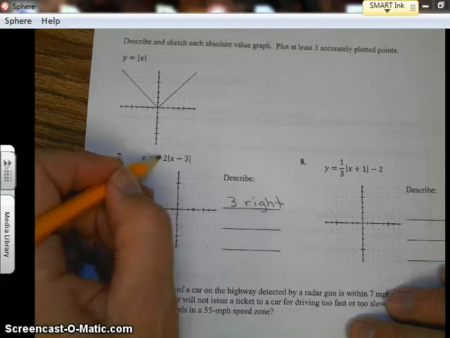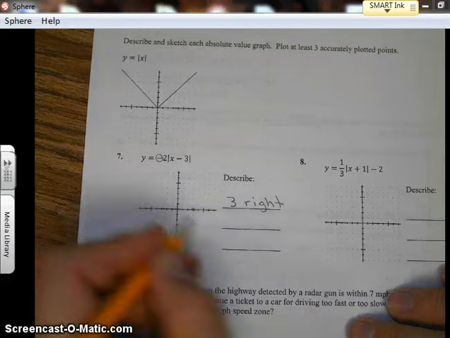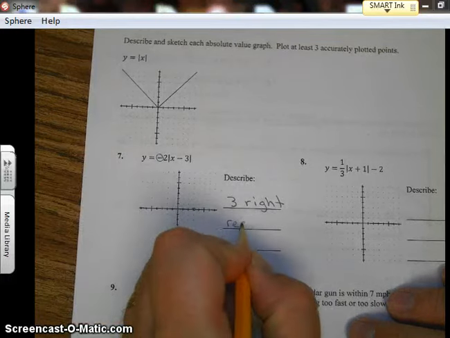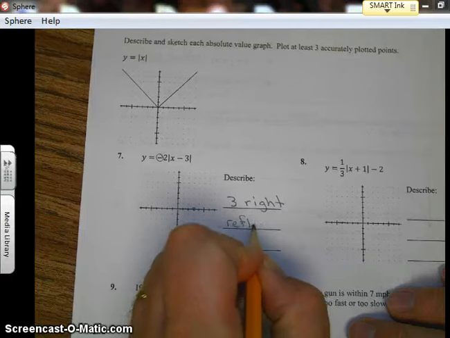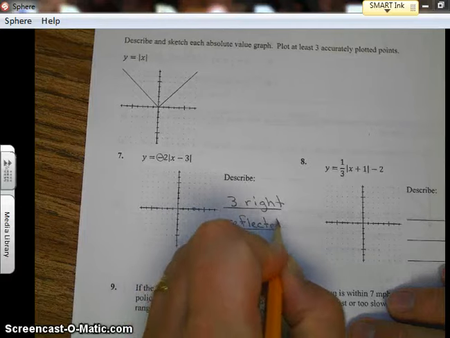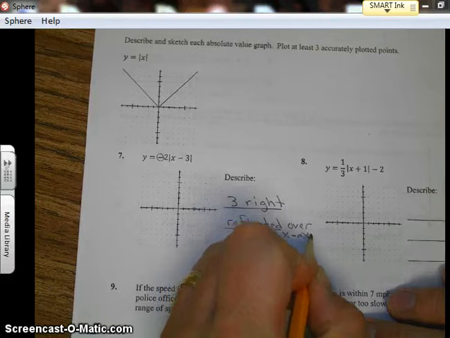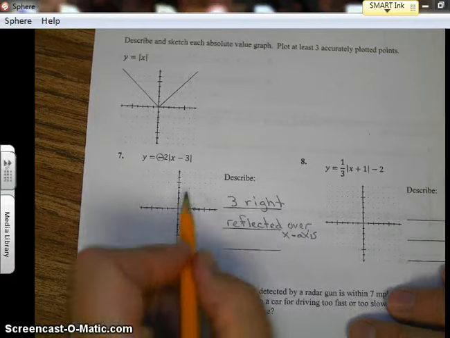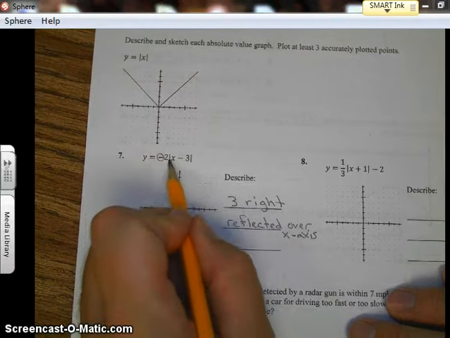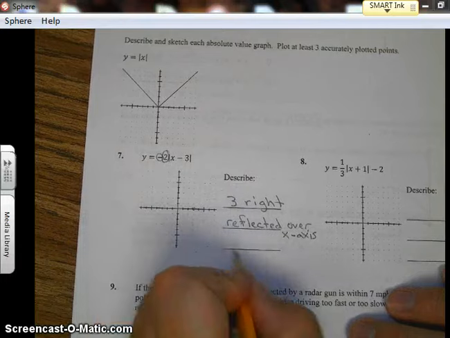Then we have a reflection. So it's going to be reflected over the x-axis. And we also have a vertical stretch.